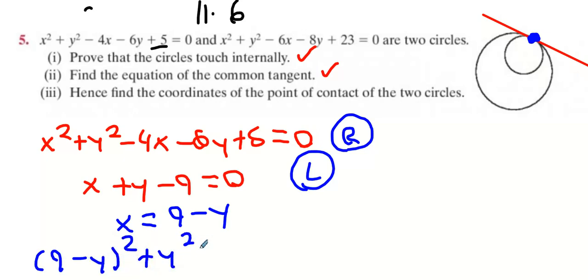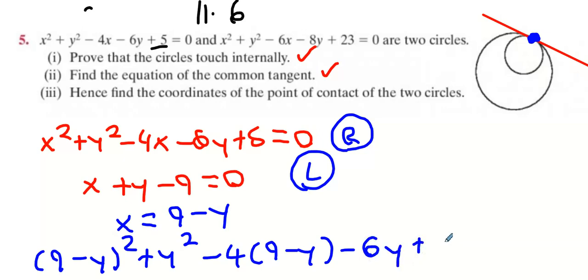And lo and behold, you're expecting 1 or 2 answers for y? 2. Usually you expect 2. Because that only touches once, I'm expecting a repeat answer, the same answer twice. So I'm only expecting 1 answer for y. If this was a chord situation, how many would I be expecting? 2. It's not a chord, it's a tangent, so I'm only expecting 1. Okay.